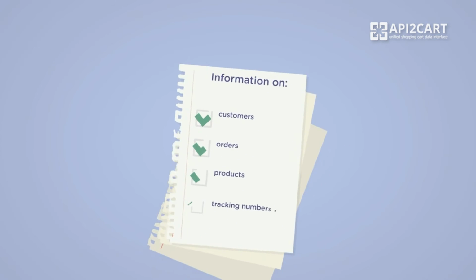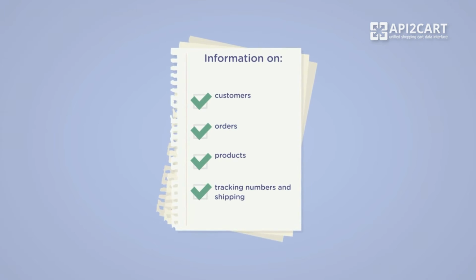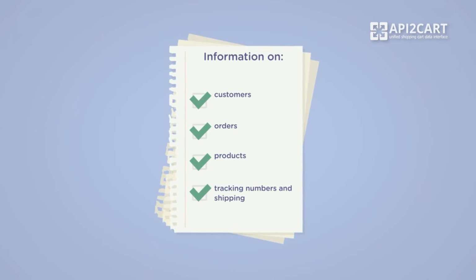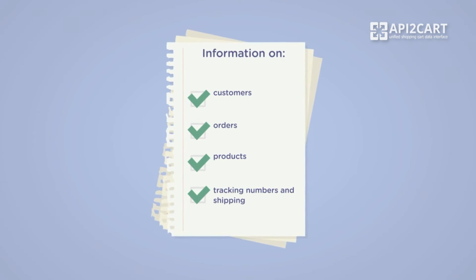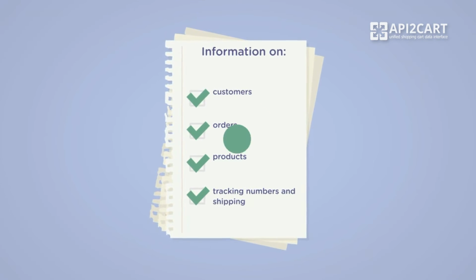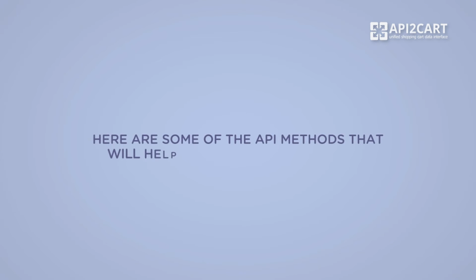Being integrated with the service, you get access to multiple shopping platforms and can retrieve information on customers, orders, products, tracking numbers, and shipping addresses and process them within your system. Here are some of the API methods that will help you to perform your key features.